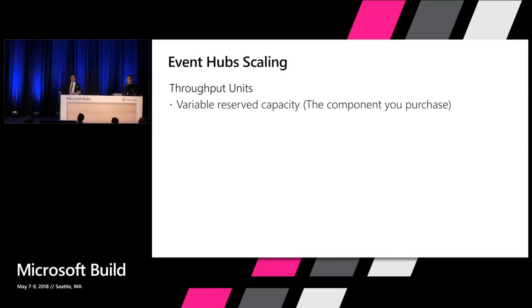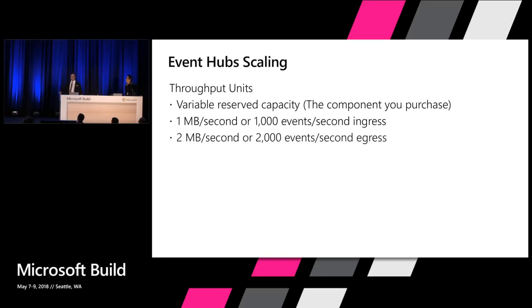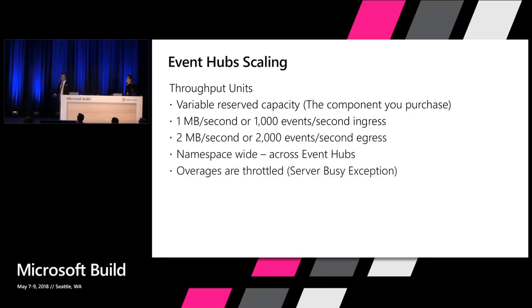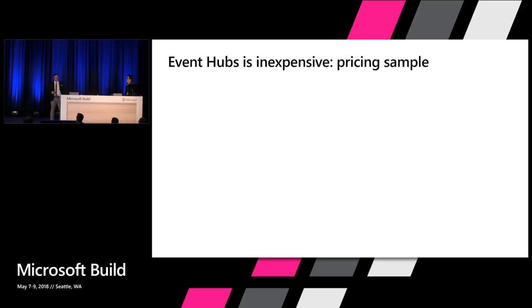Scaling, I mentioned it's throughput units. These are the things you're reserving. These are namespace-wide across all of the event hubs in your namespace, and unless you have auto-inflate on, we will throttle you when you run out of them. One thing I want people to keep in mind with event hubs is that we really did target this a little bit to my chagrin to be very inexpensive.